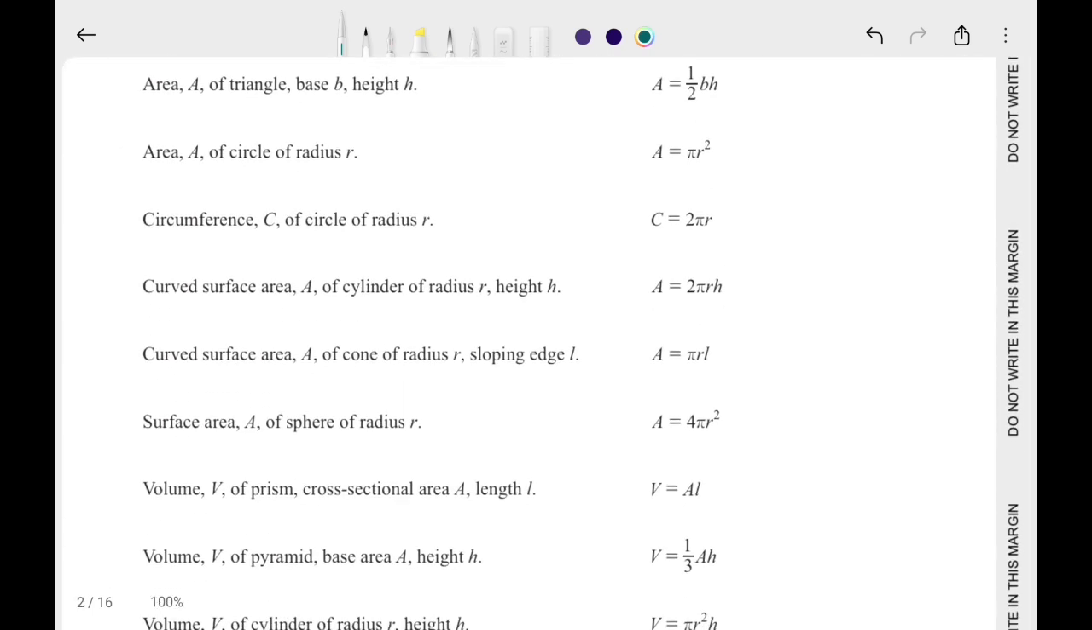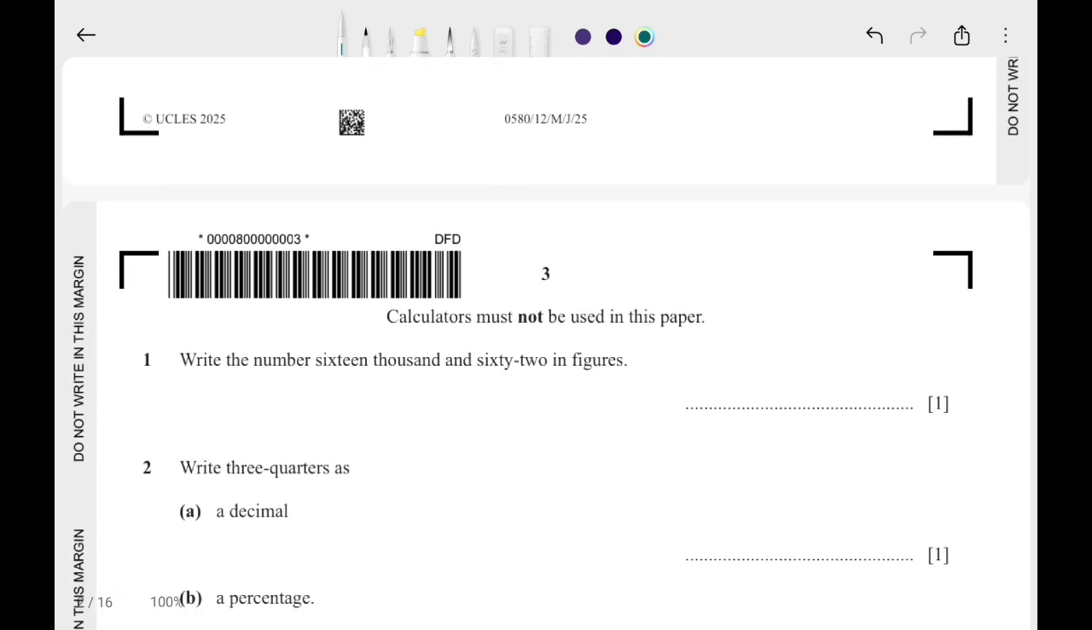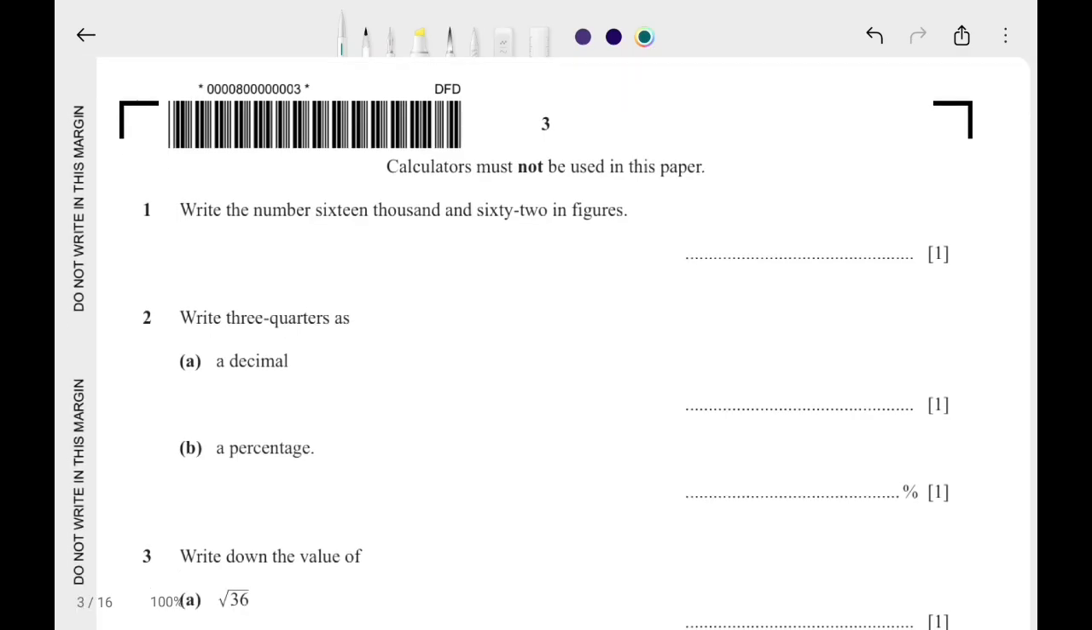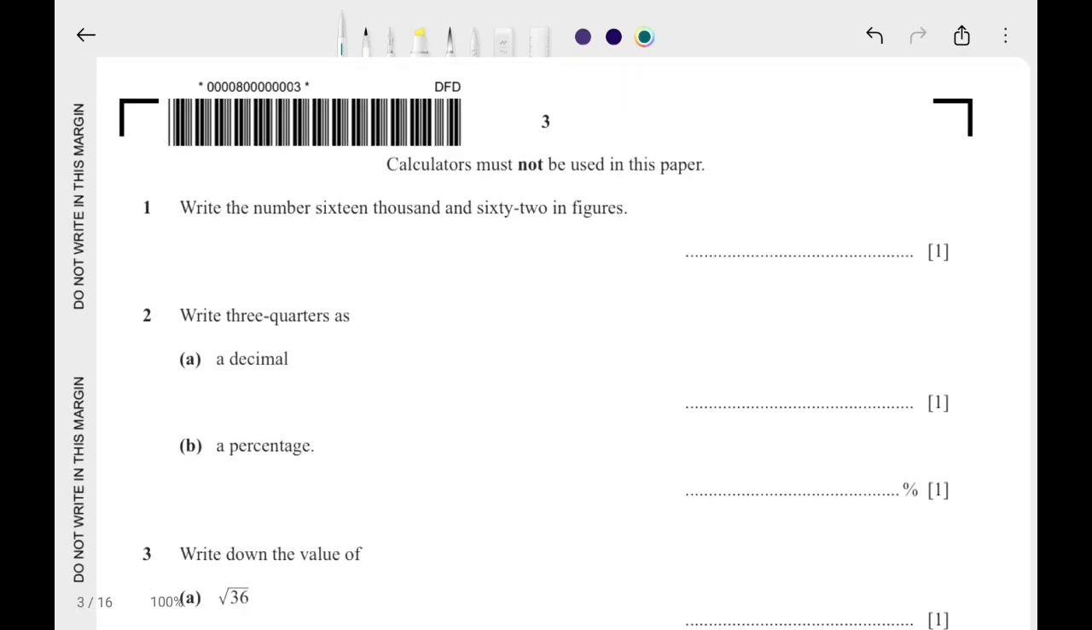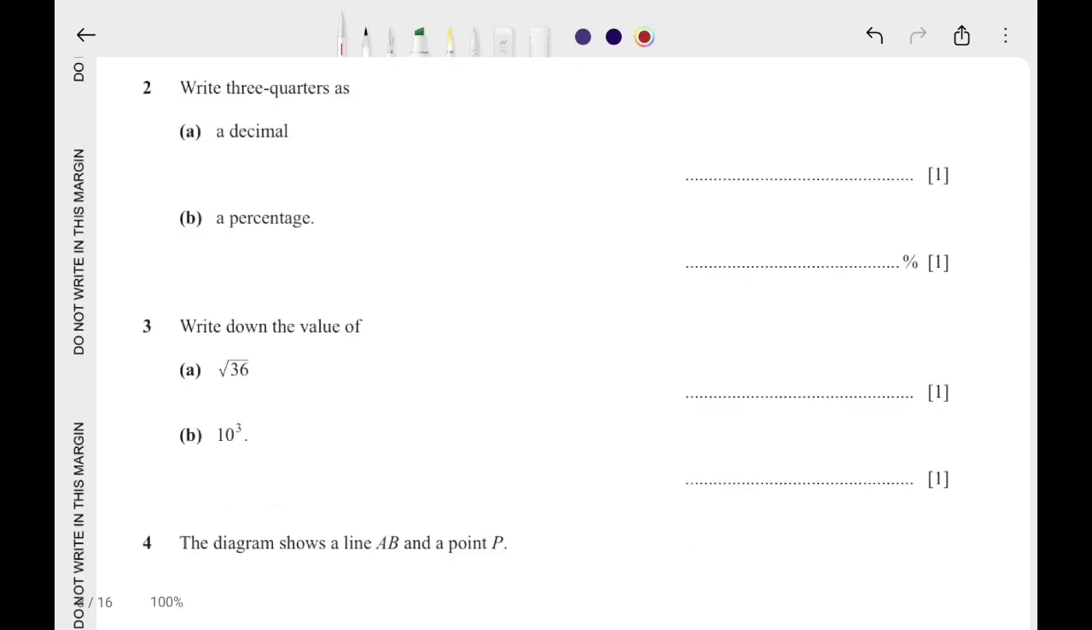Formula sheet is given. So let us start question number 1. Write the number 16,062 in figures. So it would be 16,062. Next, write 3 quarters as a decimal.